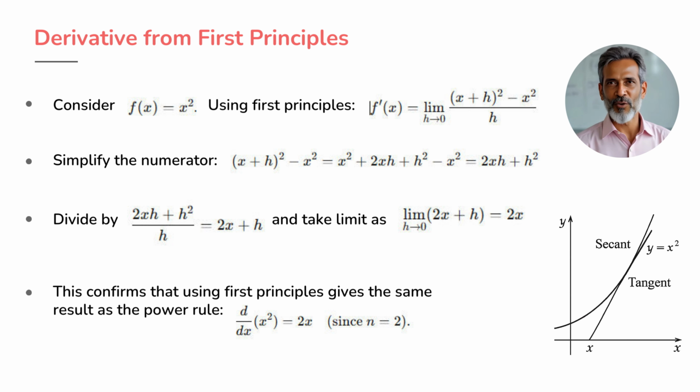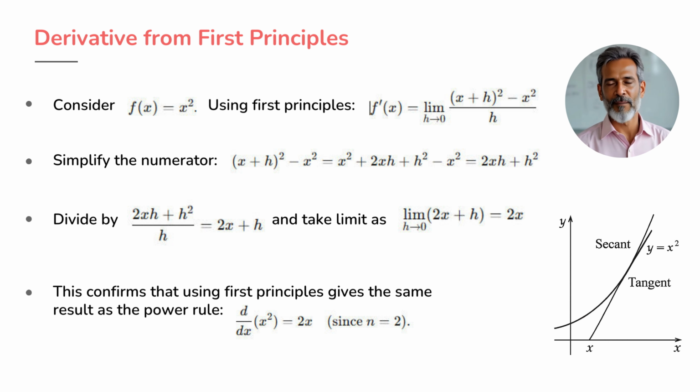Let's take a closer look at how derivatives come from first principles using the classic example of f of x equals x squared. By the limit definition, f prime of x equals the limit as h approaches 0 of the difference quotient, f of x plus h minus f of x divided by h. Putting in the function gives us the limit as h tends to 0 of the quantity x plus h squared minus x squared divided by h.